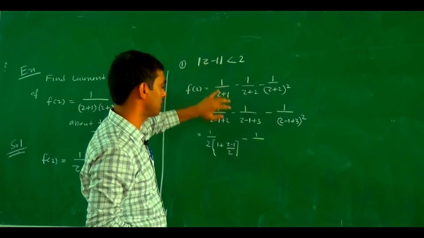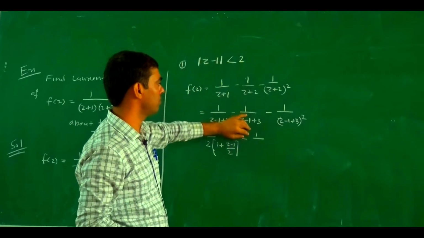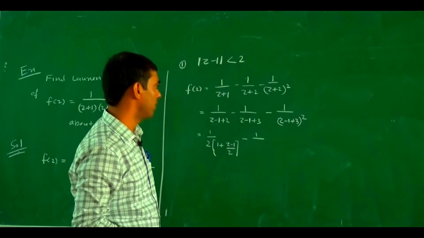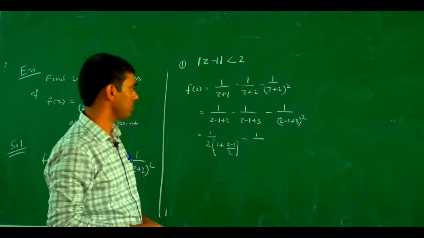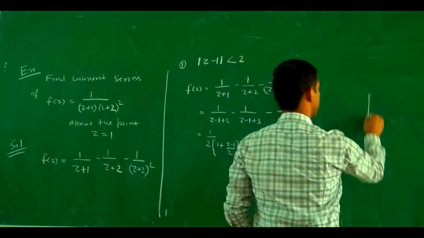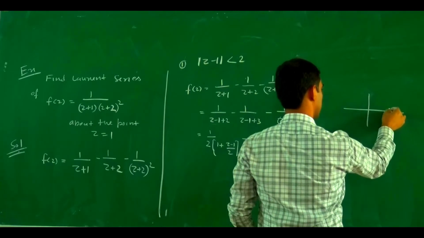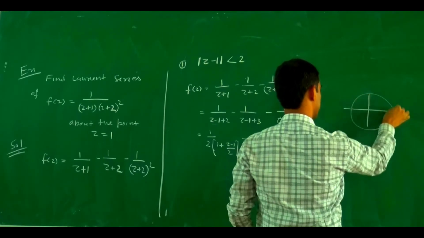What is the radius here? 3. And in this region, what is the maximum value? Maximum value is what? Maximum value here. This one is the region. Basically, this one is the region. If we draw it, this one is a circle.